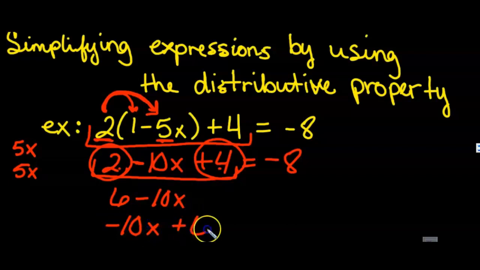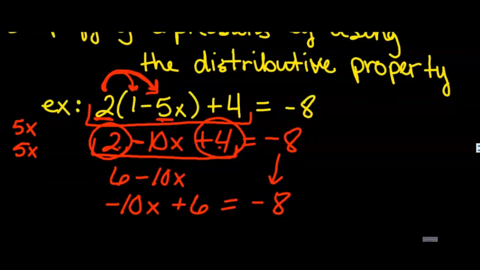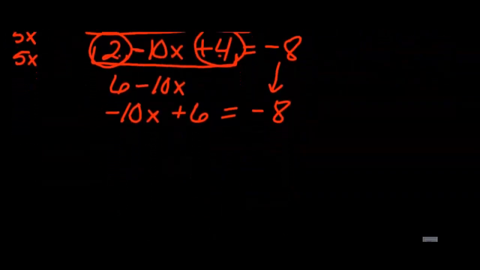Okay, so I would normally write -10x plus 6. Some of us will find that 6 minus 10x is easier to understand, which is fine. Okay? Whatever way works for you. And set that equal to -8. Make sure we don't forget that. Now each side of the equal sign is simplified. Let's solve this two-step equation.